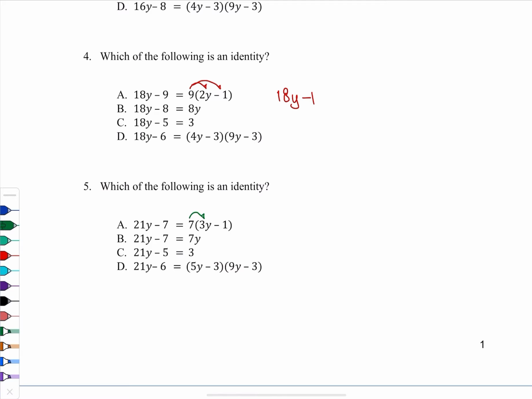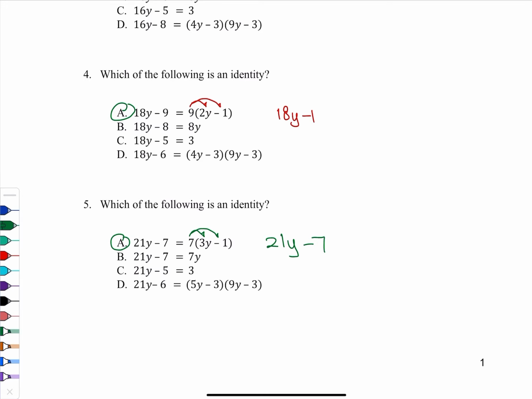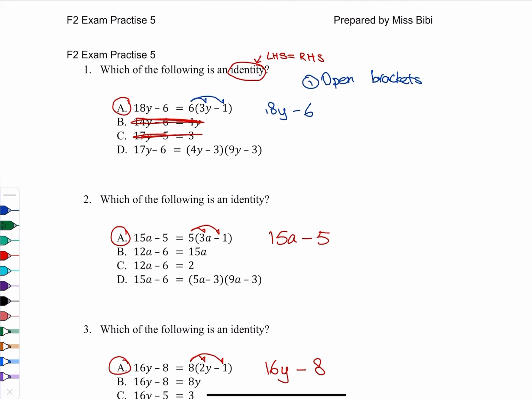7 times 3y and then 7 times negative 1. 7 times 3, 21y minus 7. So those are your answers. So that's for the identity part. Easy, very easy, right?